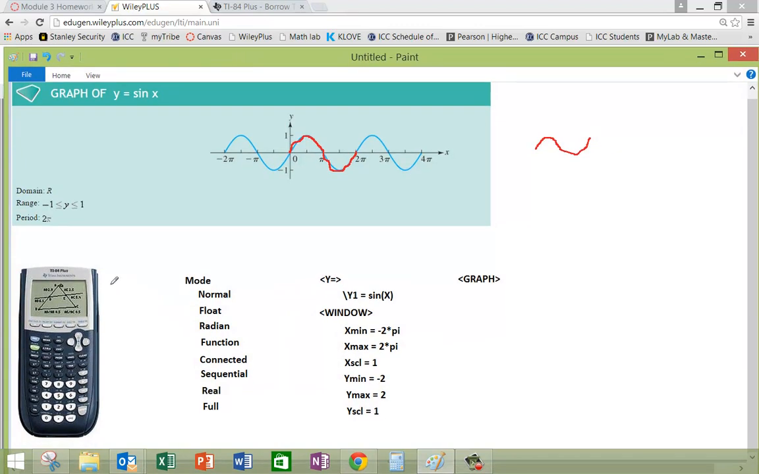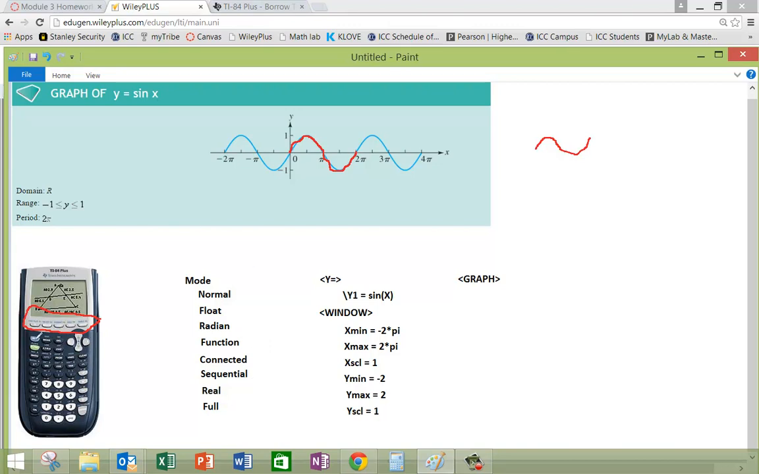Now, I've got a TI-84. If you're using a different calculator, then you may want to Google your calculator, go to its instruction manual, whatever, to figure out how to use it. But we'll be using these buttons just below the display screen so that our graphs will appear in the display screen. Some of my settings under my mode button, it's normal, float, radian, function, connected, sequential, real, and full.